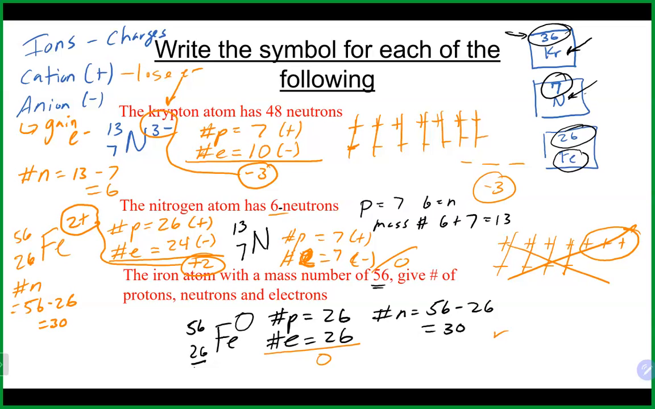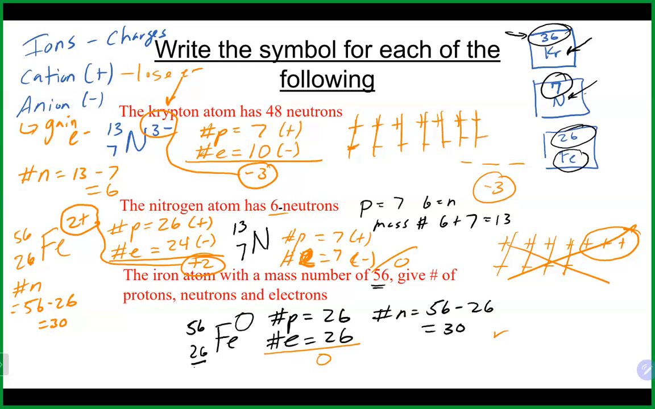Why it's important to maybe just know that +2 means I lost 2 electrons is, if I know the neutral atom's atomic number, and if it's neutral, it will have the same number of electrons. So simply I just need to subtract 2 from the atomic number and I will know how many electrons I have. Same thing up here with the nitrogen.